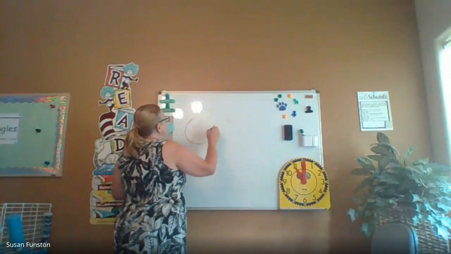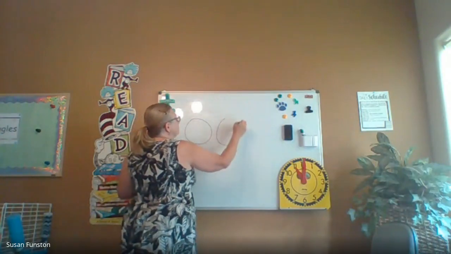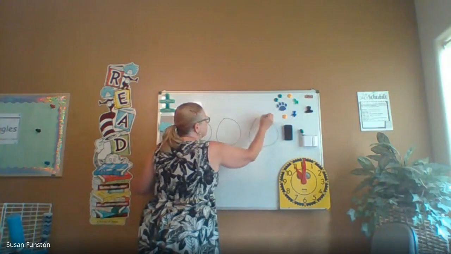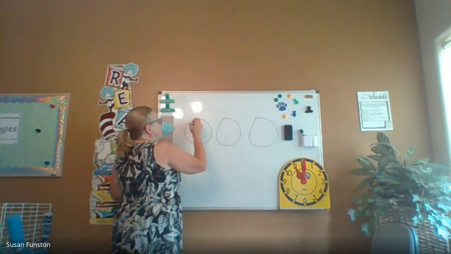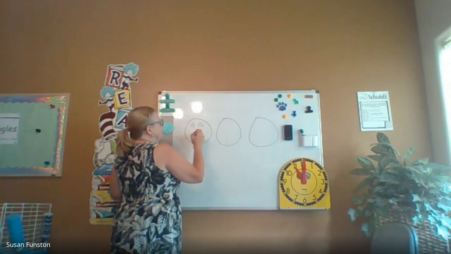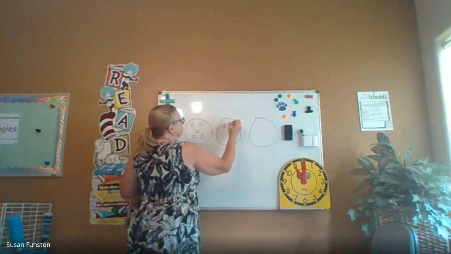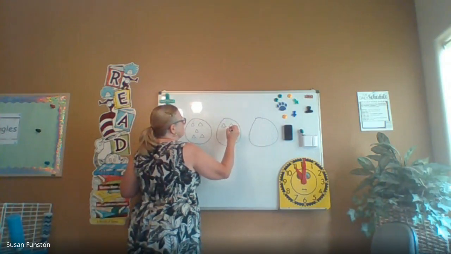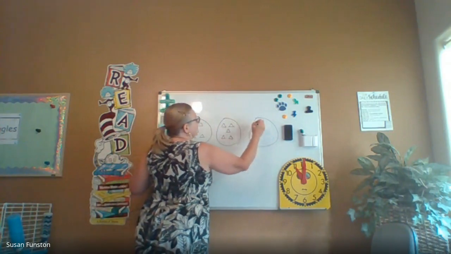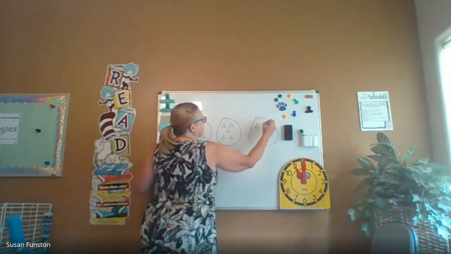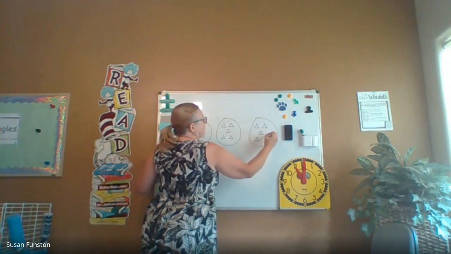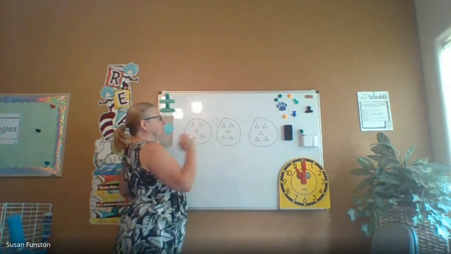So here's 1 group, 2 groups, 3 groups. And I'm going to draw 5 triangles in each group. Almost there. 1, 2, 3, 4, 5. All right, 3 groups of 5.